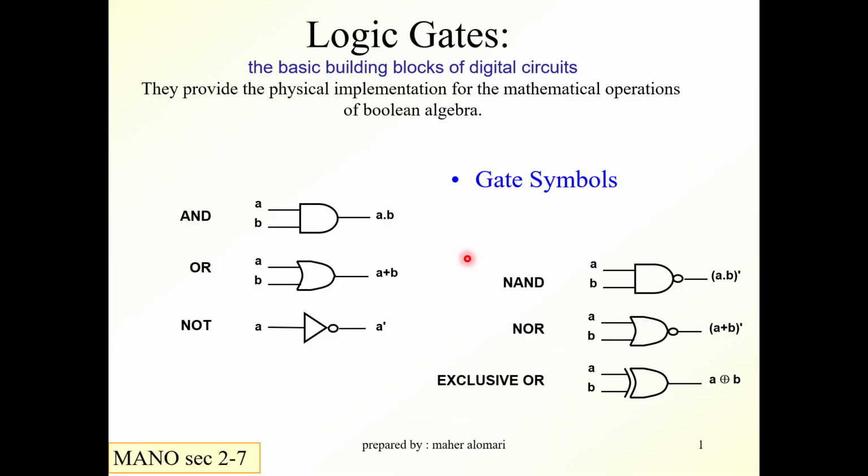Logic gates. Logic gates are the basic building blocks of digital circuits. They provide the physical implementation for the mathematical operations of Boolean algebra. We have talked before about the AND logic gate and the OR logic gate and the inverter. Today we are going to talk about some other logic gates, namely the NAND gate, the NOR gate, the exclusive OR, and there is one more, which is the exclusive NOR gate.